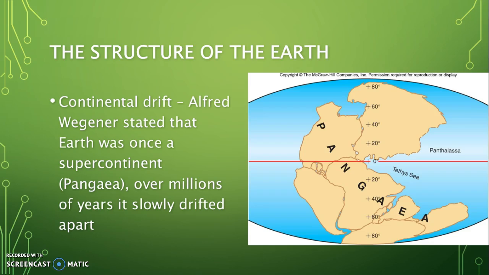And finally, we have the continental drift theory. Alfred Wegener stated in 1912 that Earth was once a supercontinent, that it was once all put together, like the picture shows on the right, and then over millions of years it slowly drifted apart. And then it crashed against each other and split apart several times before it settled into what it is today.